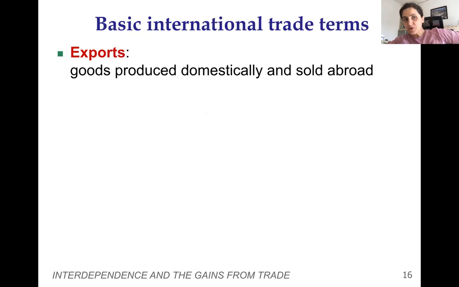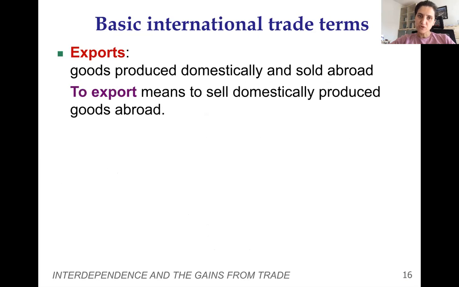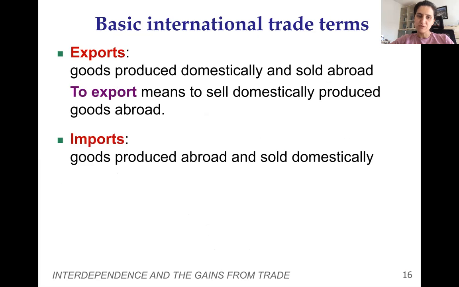So what do exports mean? These countries will trade, right? The terms we use when countries trade are export and import. Export means goods produced domestically and sold abroad. To export means to sell domestically produced goods. Imports are goods produced abroad and sold domestically. The import is what you get from the outside. The export is what you send to the outside.